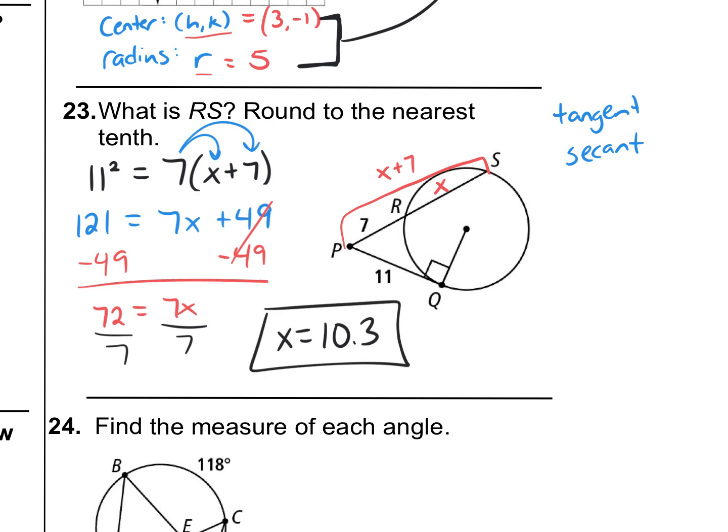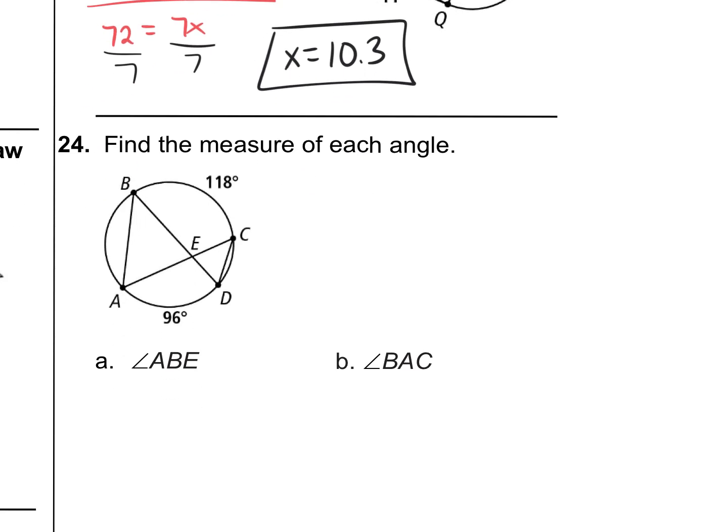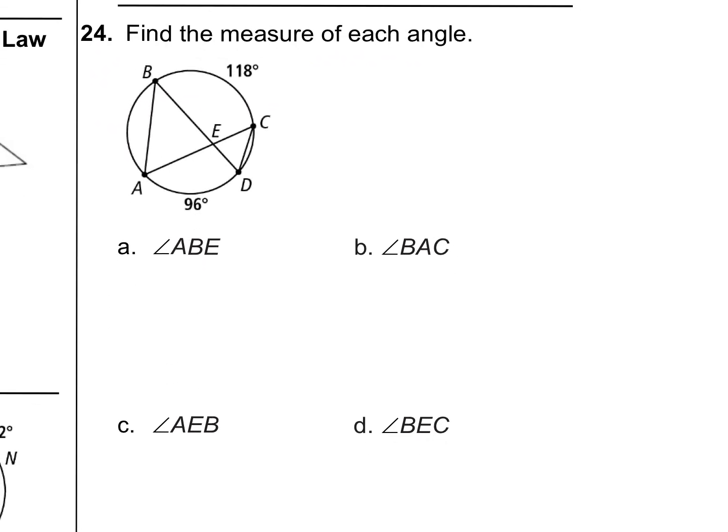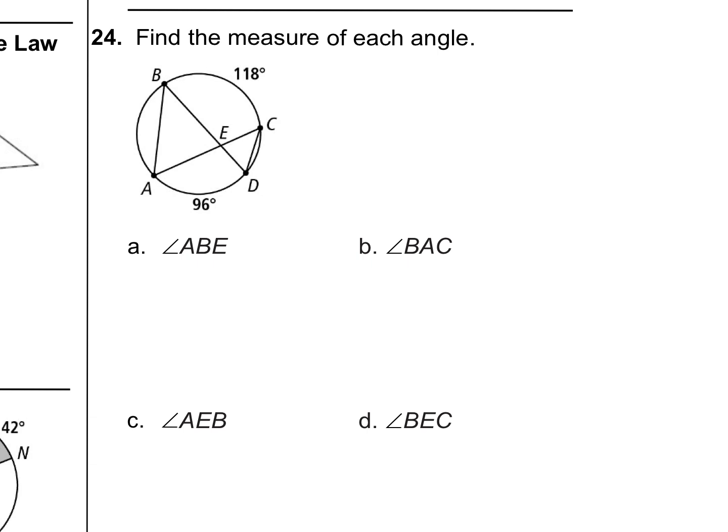Good. Number 24 has 4 different parts to it. They all kind of go together. On part A, it wants us to find the measure of angle ABE. If it helps, draw the angles out. It'll show you what you're looking for. So right now I'm looking for this angle.